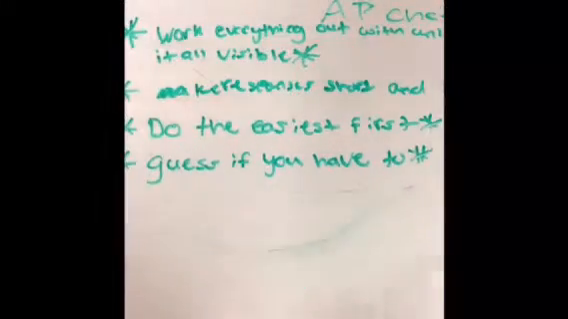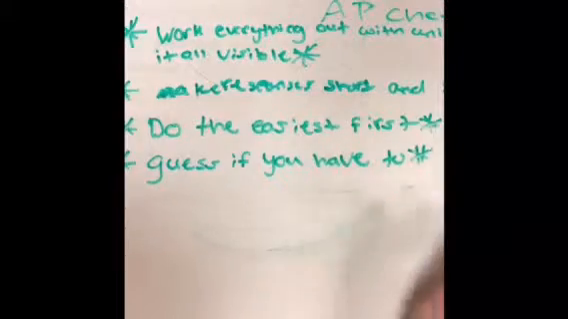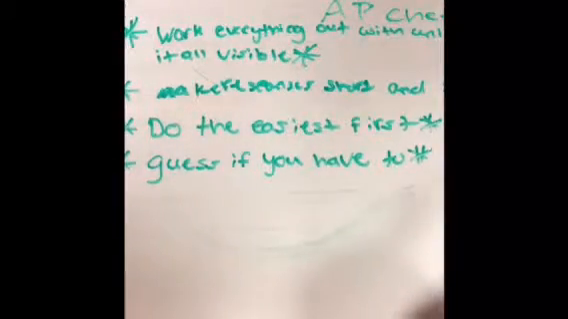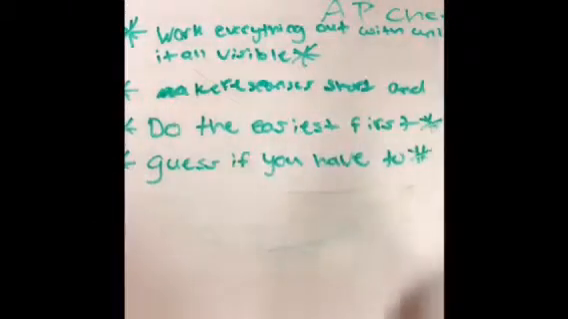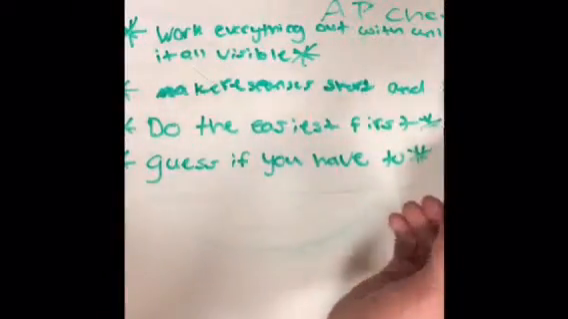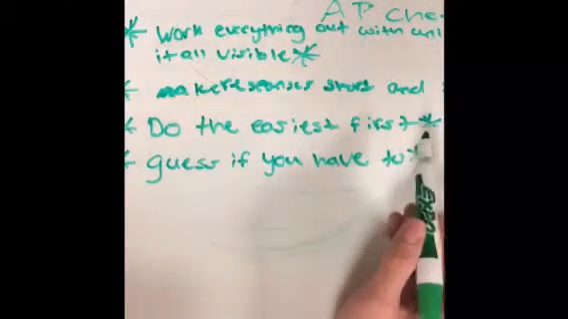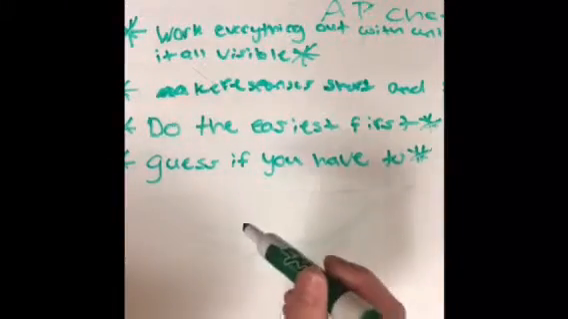All right, whenever you first take the AP Chem test, you're going to want to keep all these strategies in mind. Make sure that everything is visible, so your units, all of your stoich, everything is visible. Make sure that all your responses are short and simple if you have to write them out. Do the easiest ones first, obviously go for the low-hanging fruit, and then if it comes down to it and you have time, guess if you have to.